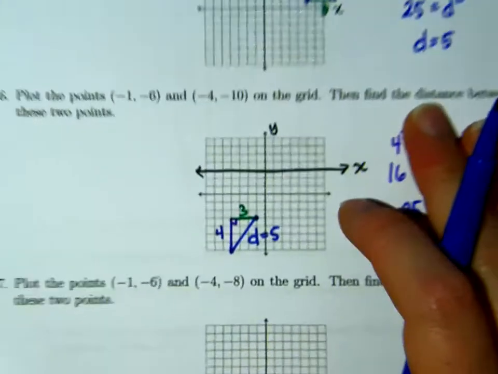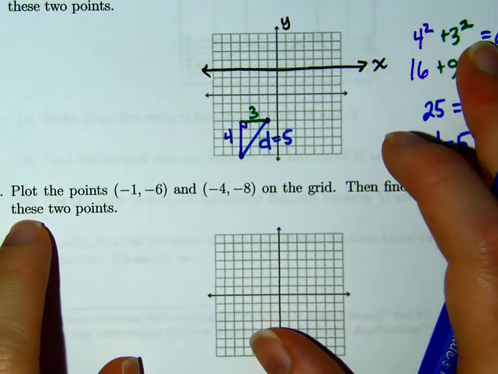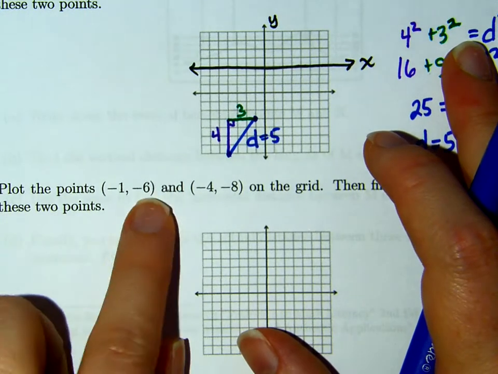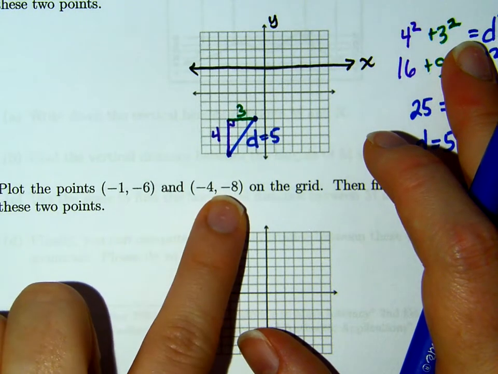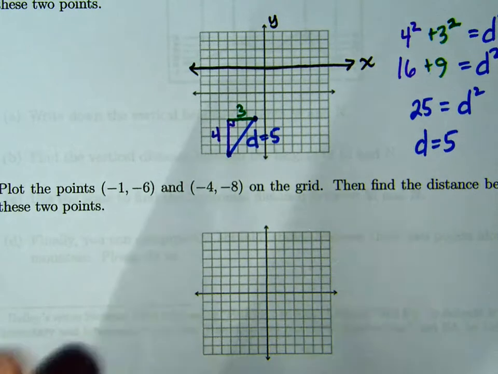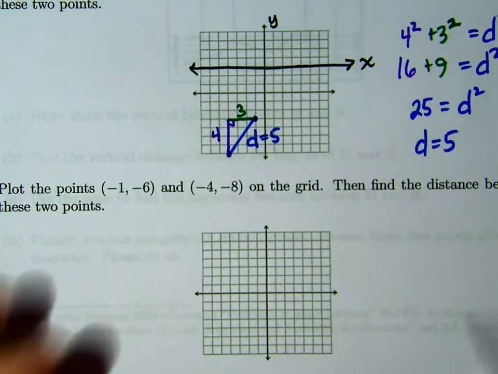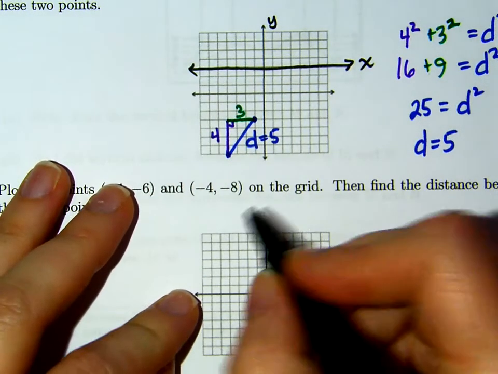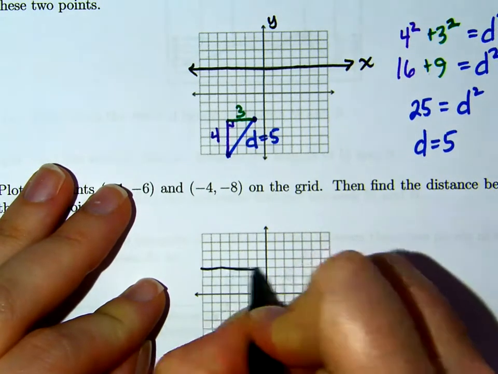So that's good news. Let's see if that pattern holds for this problem. We have to go down to -8. I am going to move my axis up again. What did I move it up, 3? Seemed to be okay.